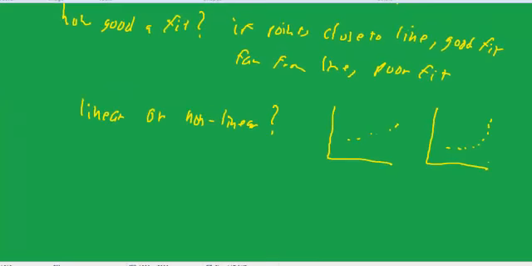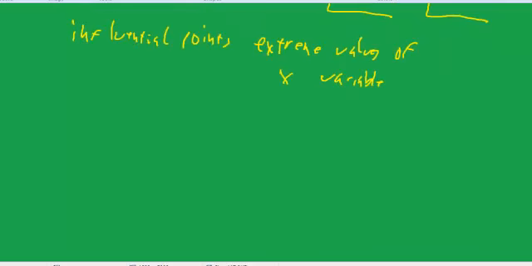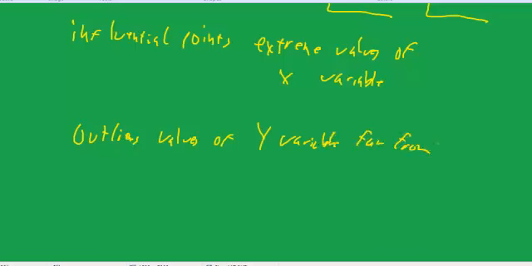Okay, so let me write down these 2 other questions. One was influential points, and those are extreme values of the x variable. And the next one was outliers, which are values of the y variable that are far from the line.